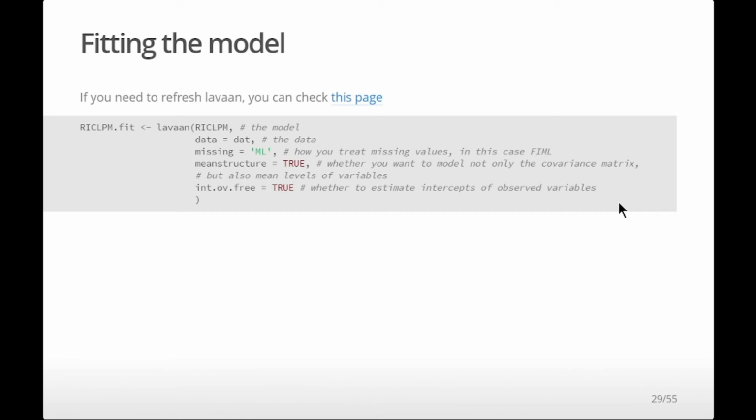The arguments for fitting are the model, the data, and how we want to treat missing values. In this case, it's full information maximum likelihood. I don't think it's necessary in this specific case because it's simulated data that we are using. Then mean structure, because you want to model not only the covariance matrix but also the mean levels of the variables. And this one, you need to estimate the intercepts of the observed values. These are actually the correct options that they give you to fit the model correctly. Take them as they are.